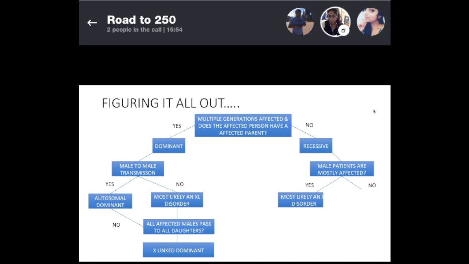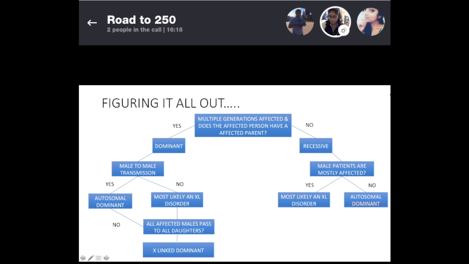And if we don't, or if we see both male and female affected with skipped generations, then that is a typo. This should be autosomal recessive. Ignore that, recessive.